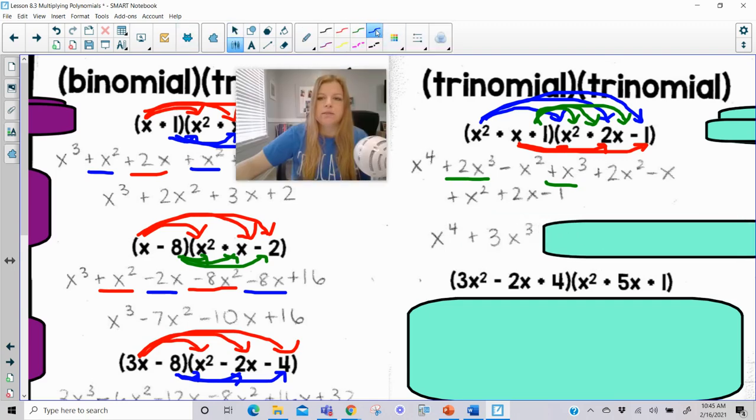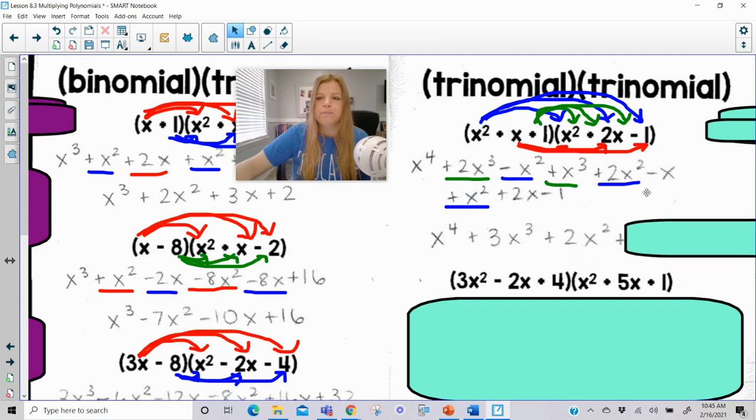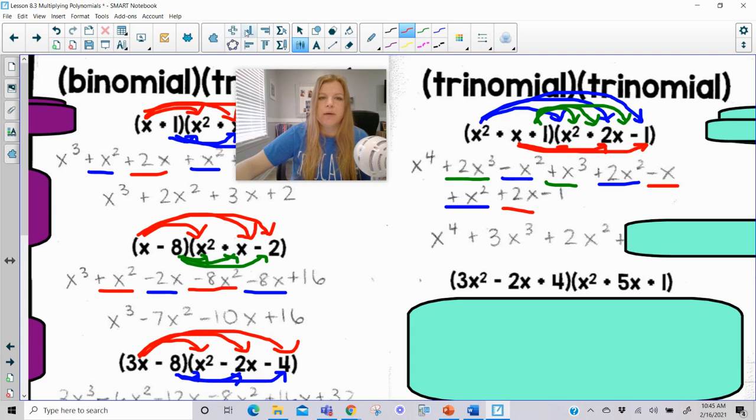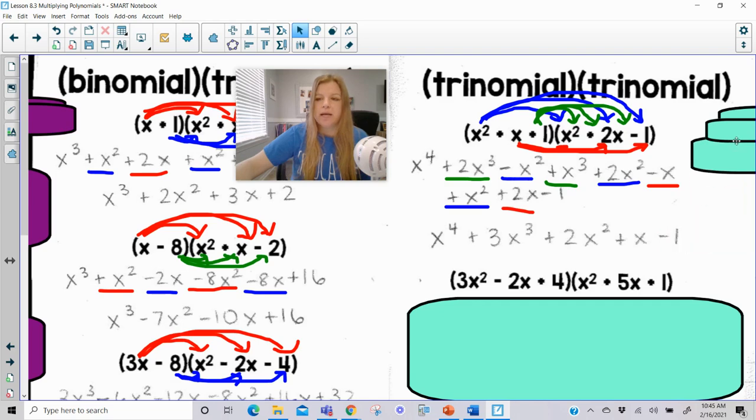Then I'm going to go to my x squareds. So negative x squared, positive 2x squared, positive x squared. So these x squareds cancel each other out. So I'm just left with positive 2x squared. And then I have negative x and positive 2x. That would combine to give me positive x and then just minus 1 at the end.